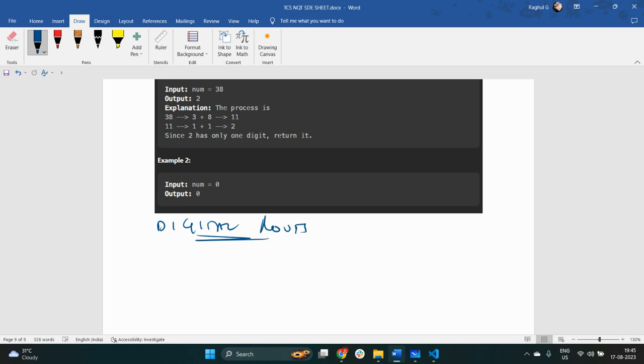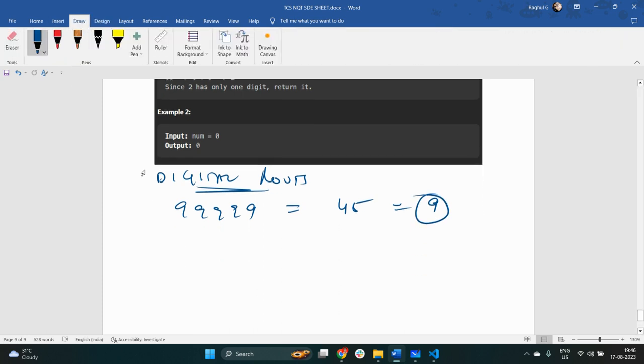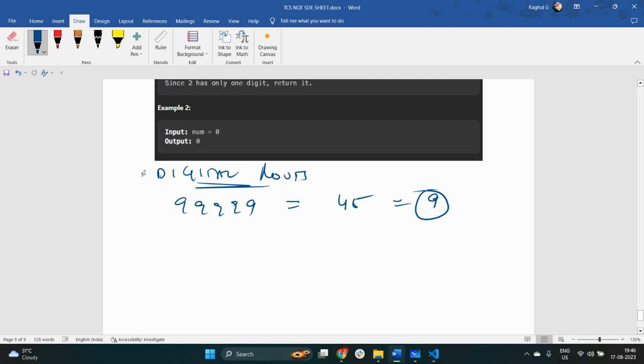What is the digital root? Let's take any number. Let me take the number 459. If I add these digits, what is going to happen? 4 plus 5 is 9, and 9 is going to be my answer. So it seems that the digital root depends upon the value 9. So if this number is divisible by 9, am I right or wrong? Yes, it is. If the number is divisible by 9, then I'm going to return 9.